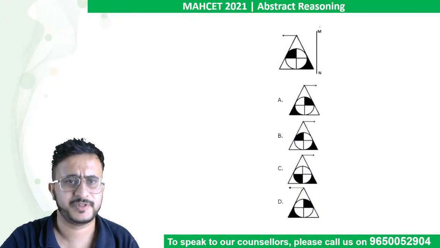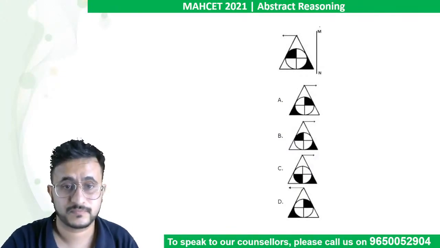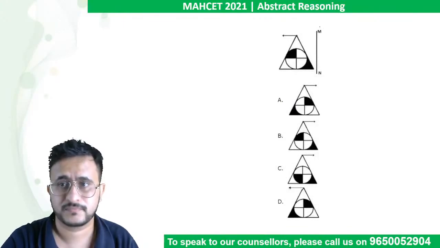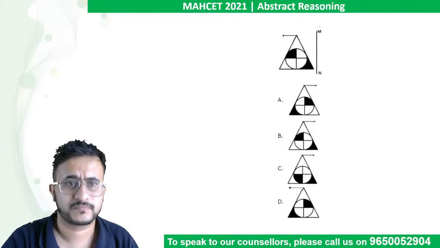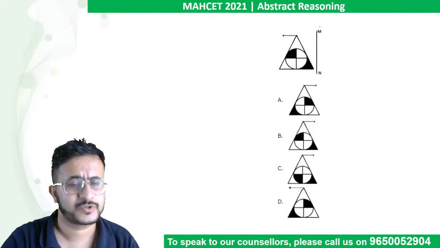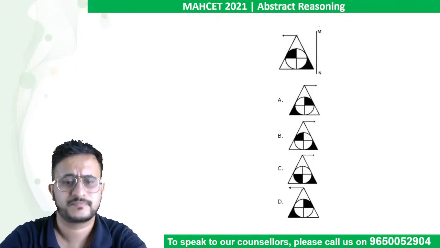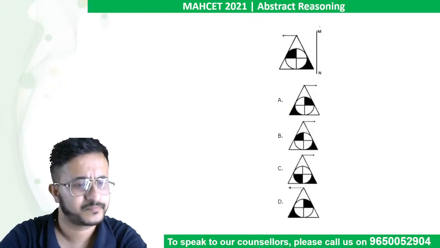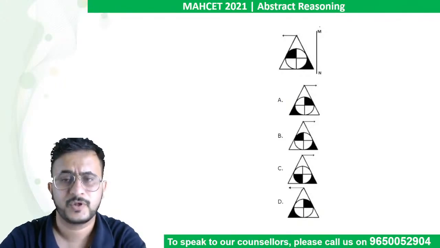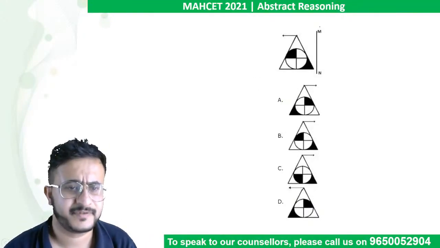What will be the mirror image for this? So we look at the images. Can you tell what is the mirror image of this? So what happens in mirror images? The left becomes right, the right becomes left, right?